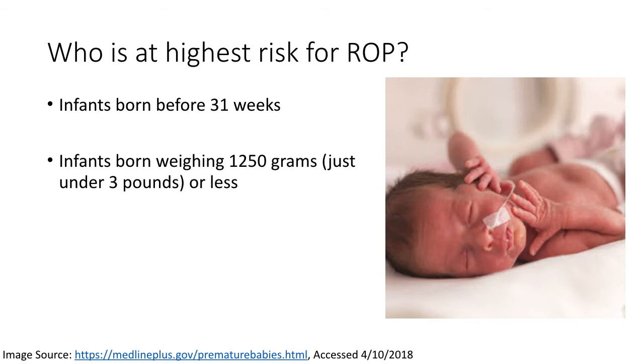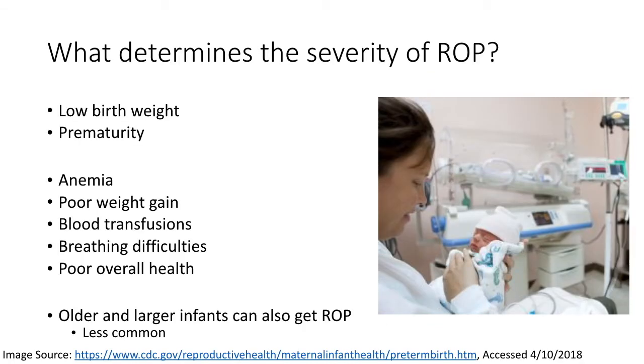Not all infants born prematurely are at risk for ROP. Those at highest risk for ROP are born before 31 weeks gestation or weigh 1,250 grams, just under 3 pounds, or less at birth. Typically, all infants less than 31 weeks gestation or born weighing 1,500 grams, 3.3 pounds, or less, undergo eye examinations to monitor for ROP. Birth weight and gestational age are the most important risk factors for developing severe ROP.